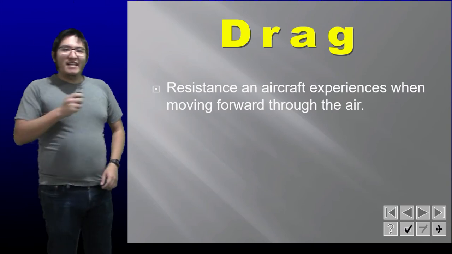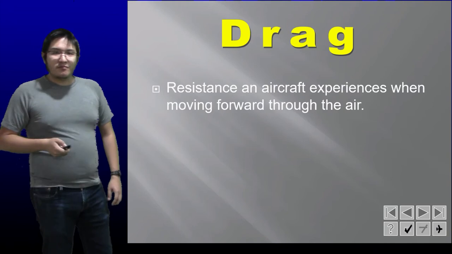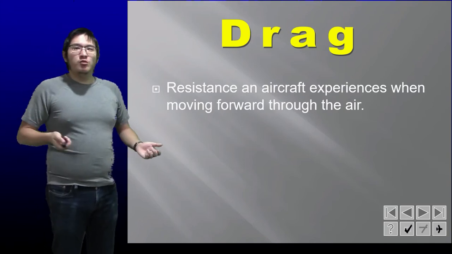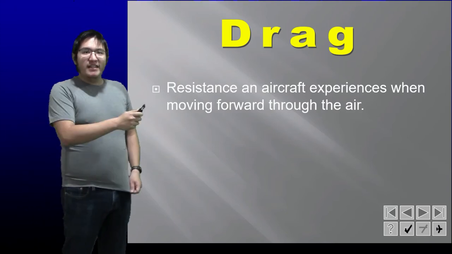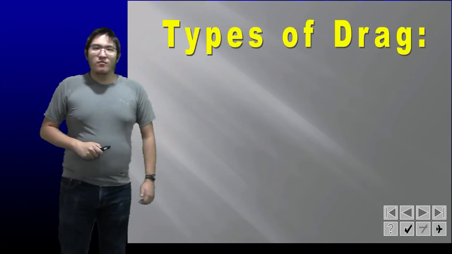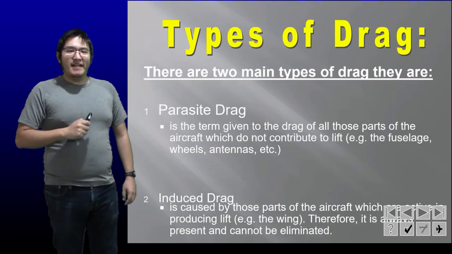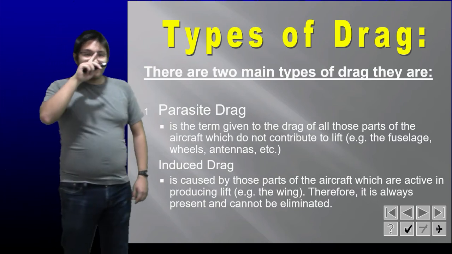Drag. Drag is the resistance an aircraft experiences when moving through the air. This can be related to what we know as friction. However, since we're moving through a fluid, the proper terminology is drag. There are different types of drag that we will discuss here. The two main types are parasite drag and induced drag.